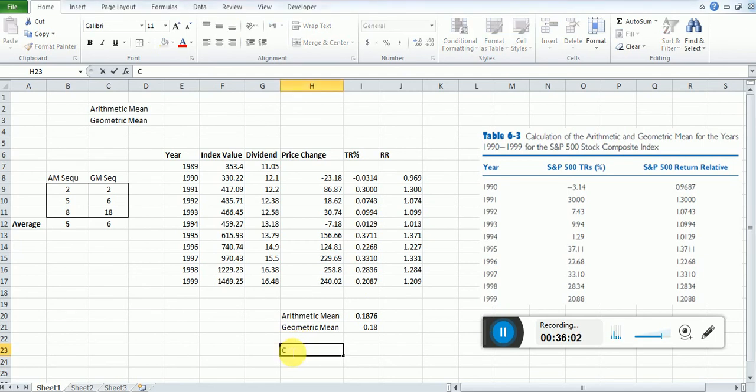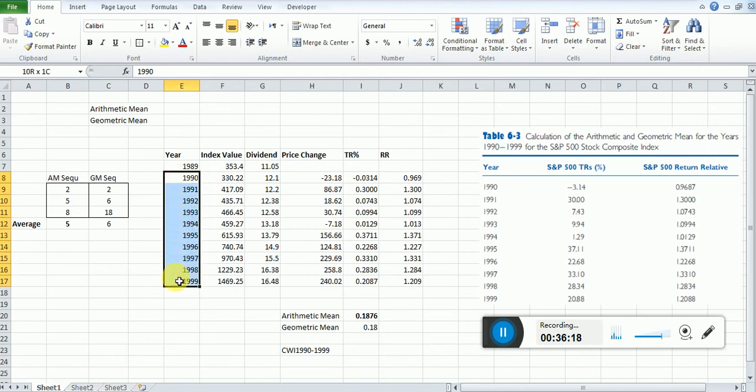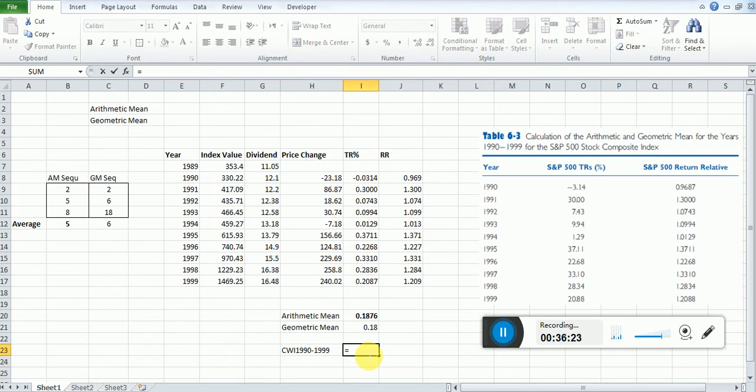Okay, we have the cumulative wealth index for 1990 to 1999. If you want to know, if you make an investment in this year, how much will it increase by 1999? So what is the formula? If you remember, you just take the product of all the return relatives, starting from 1990 up to 1999. And that is equal to how much?